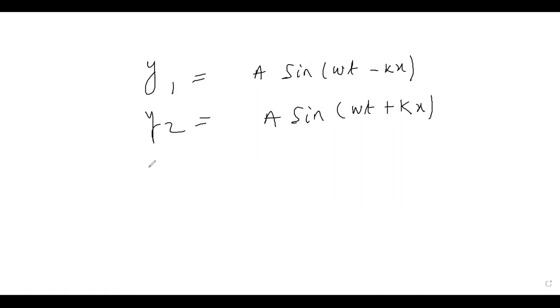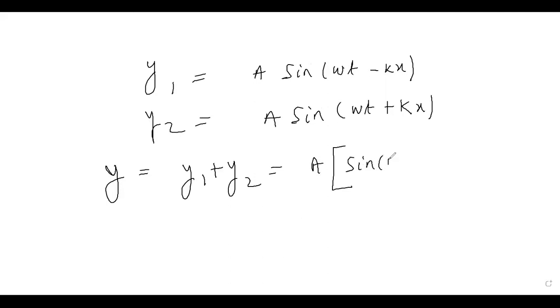Okay, so superposition means what? The resultant displacement, if I write as y equals y1 plus y2, then you just add these two: sine(omega t minus kx) plus sine(omega t plus kx). Now this is two trigonometric functions, sine(a minus b) plus sine(a plus b). So you can open the sine(a minus b) and the sine(a plus b), take whatever is common, and simplify it. So you will get the resultant wave equation.